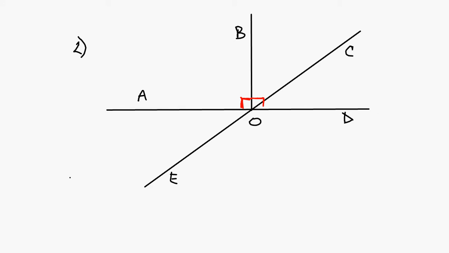Complementary to COD. Well, here's COD again. That means an angle that with COD adds up to 90 degrees. So it's right here, this angle. And that is angle COB. You can also call it angle BOC.